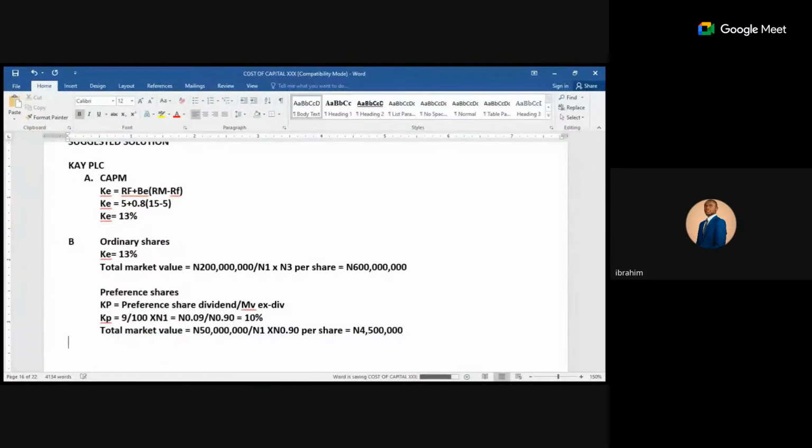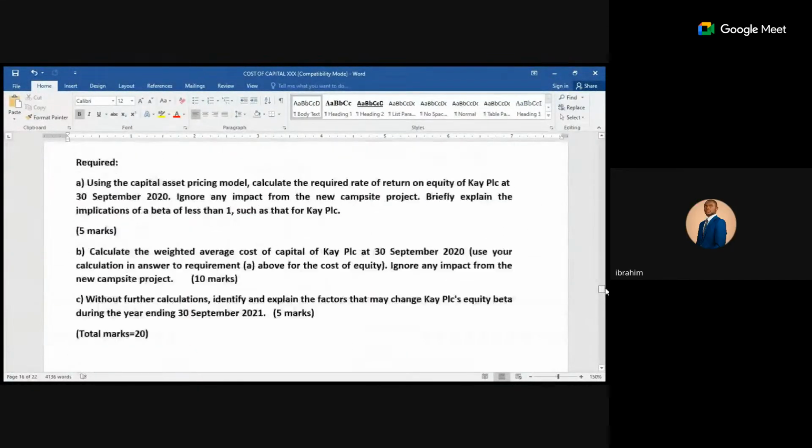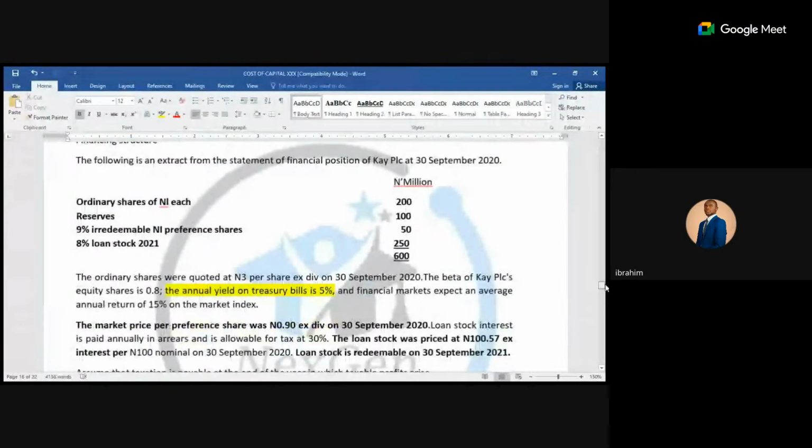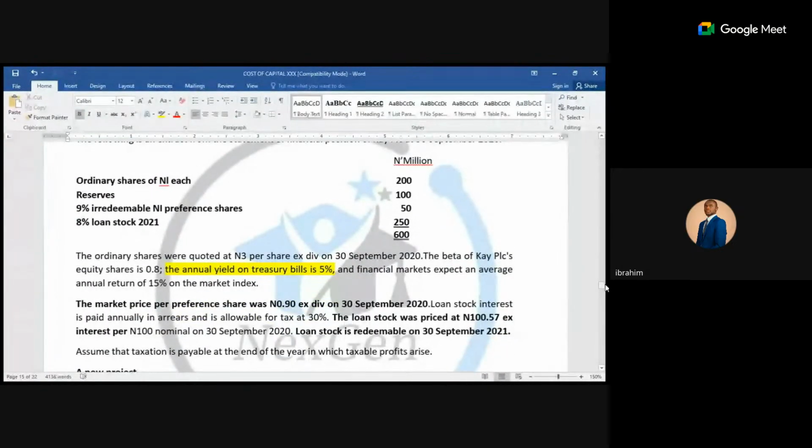What is the next source of finance, class? Loan stock. And we're told that the loan stock is redeemable. Class, ideally, if it was not mentioned that the loan stock is redeemable, we would just say loan stock. Since it is long-term loan, it is debenture, right?